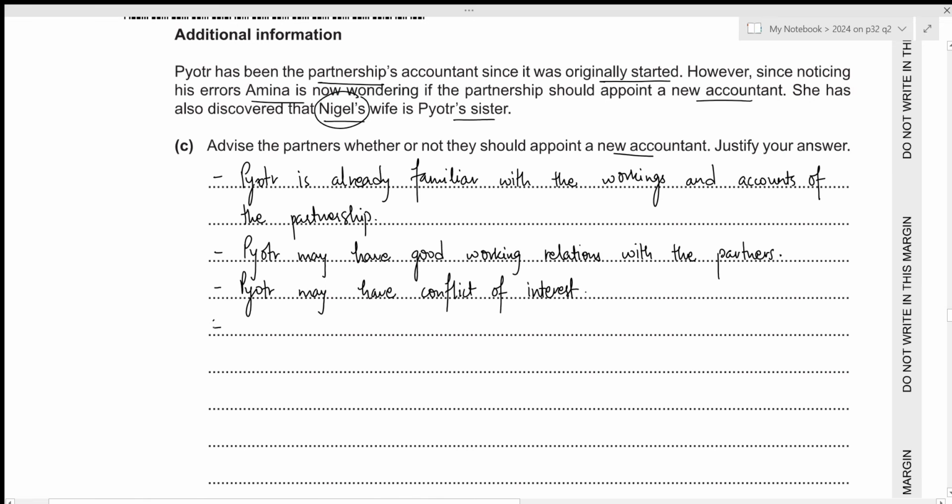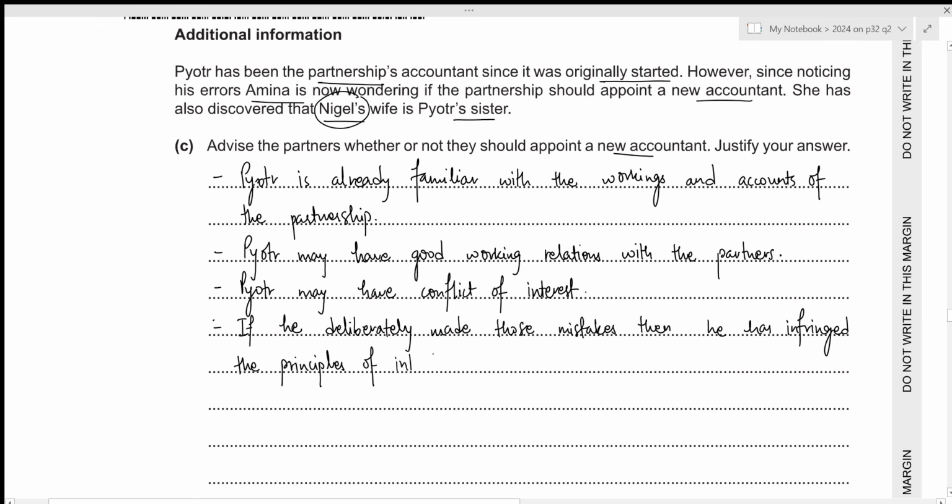And in this case, if Piotr knowingly made those errors, then he has definitely infringed the principles of integrity as well as professional behavior. Let's write it down. If he deliberately made those mistakes, then he has infringed the principles of integrity and professional behavior.